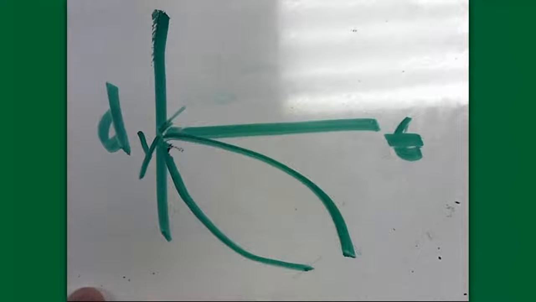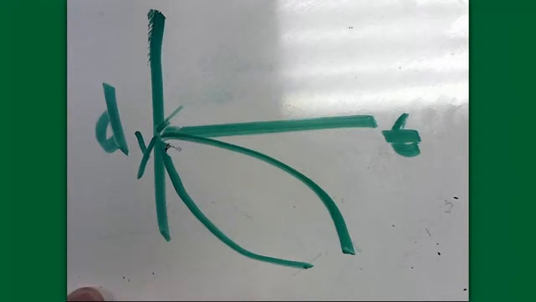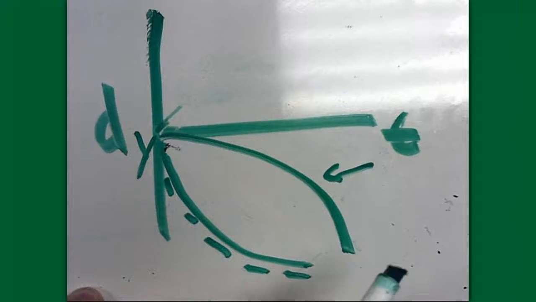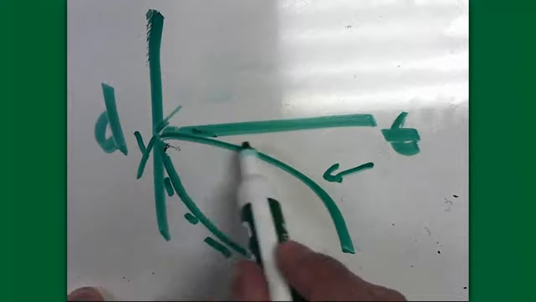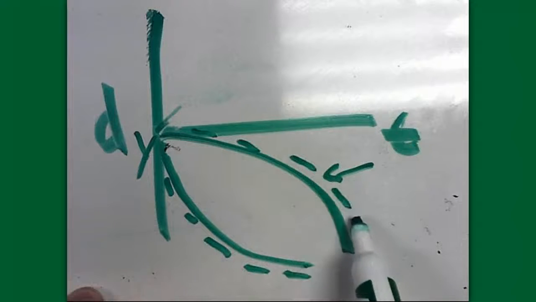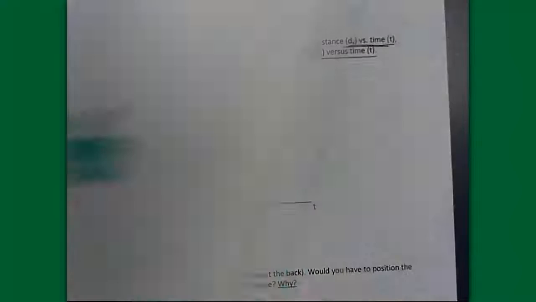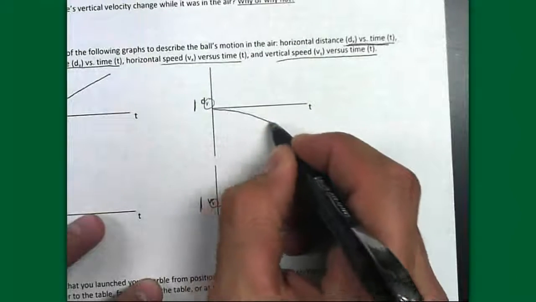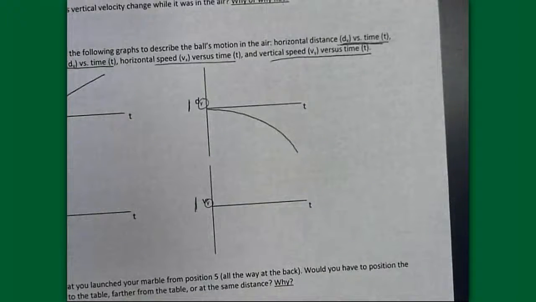Well, speeding up is increasing speed. Increasing speed needs an increasing slope. Which of these slopes is increasing? This one here. In this one, the line is flattening out and the slope is getting lower and lower and lower. It's becoming more and more shallow, whereas here the slope is getting more and more steep. Increasing slope, increasing speed. So for dy versus time, your graph should look like this.